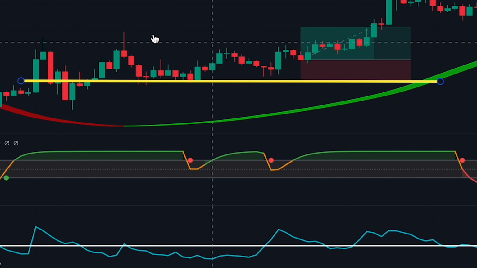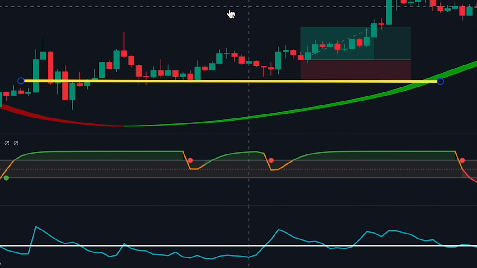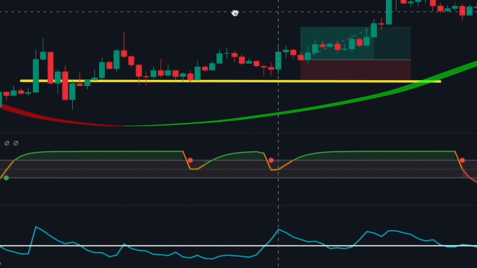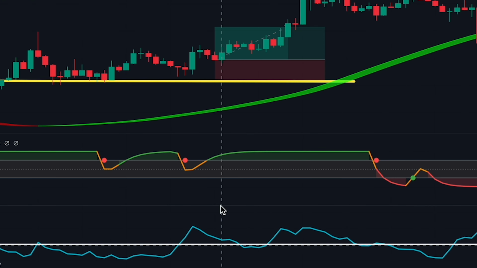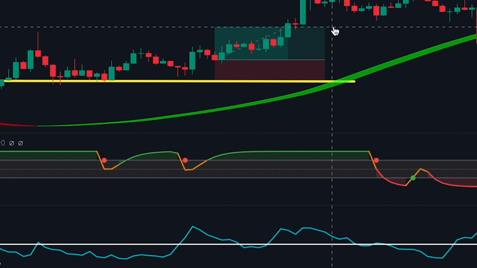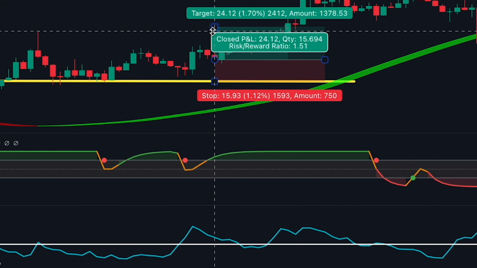Don't stress if you're unsure of where to put the stop loss. The answer to this will be demonstrated later in the video. Let's now watch to see how the trade turns out. As you can see, the trade was extremely successful.